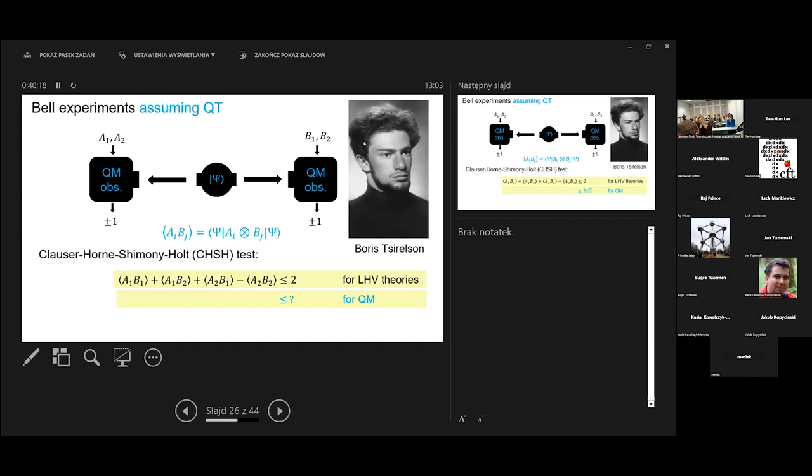Sorry, I had an issue with the zoom. Okay, I wasn't able to see the screen, it's fine now.